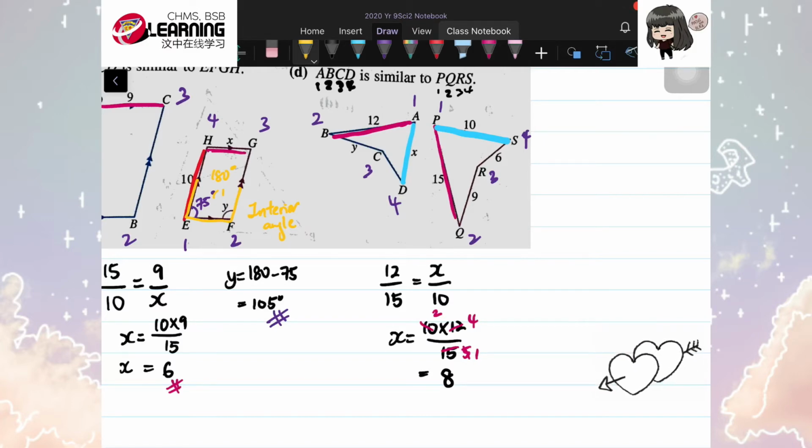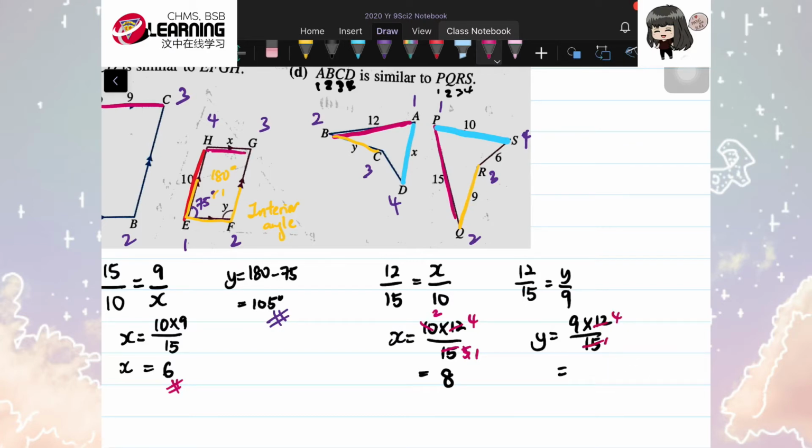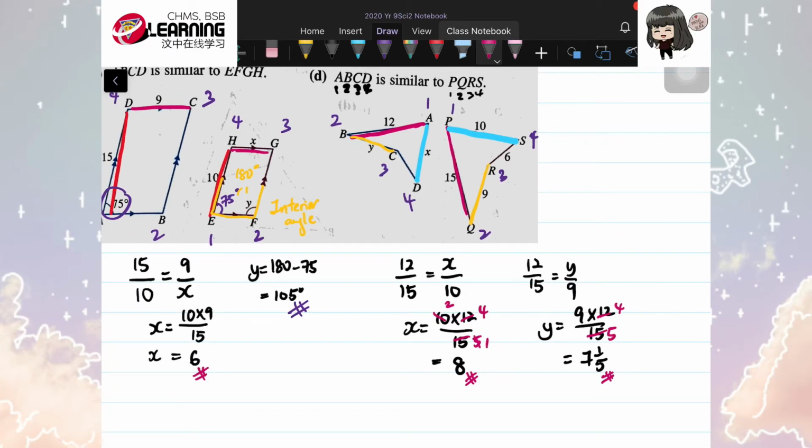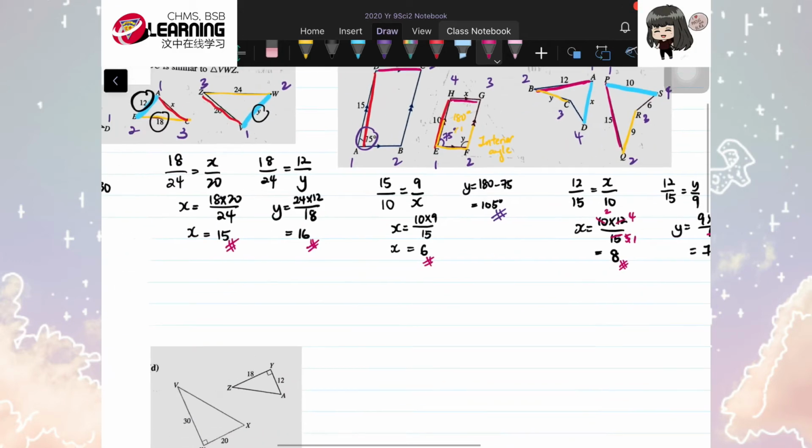After that we find Y. Y is 2 3, and we compare with 2 3 here, which is the 9. Then we write the same thing, the ratio: the red one, 12 over 15, equals the yellow one, which is Y over 9. Then you cross multiply, same thing, so 9 times 12 over 15. The answer is 7 1 over 5. You can try calculating yourself. So number 2 is done.